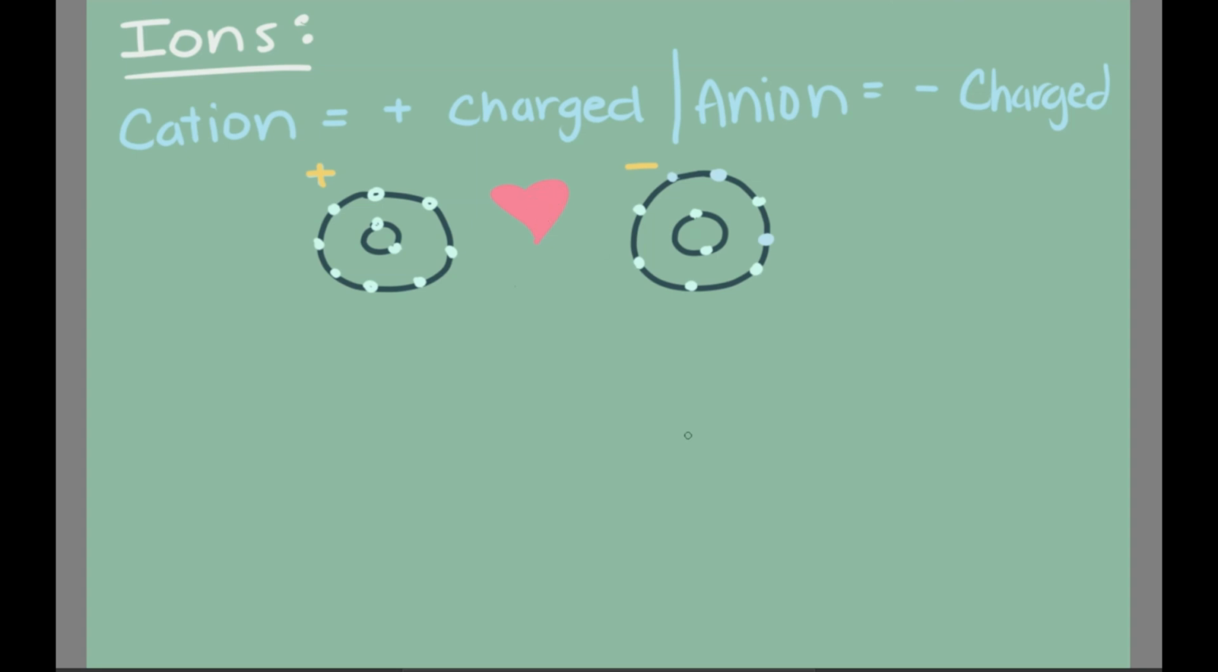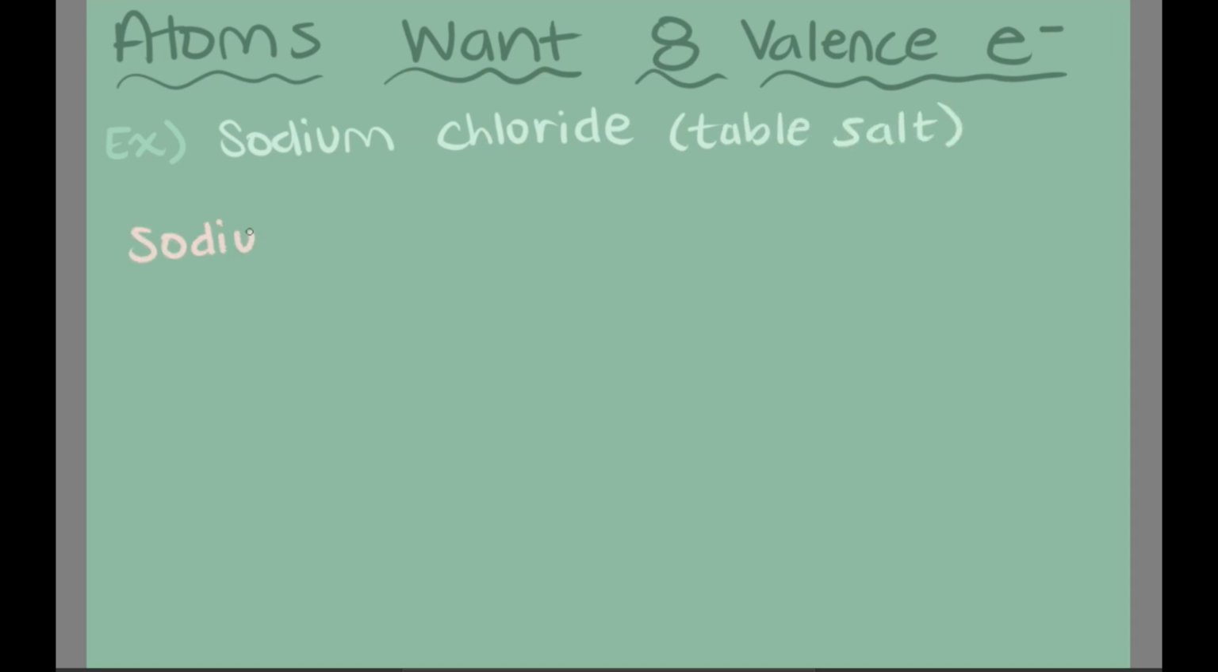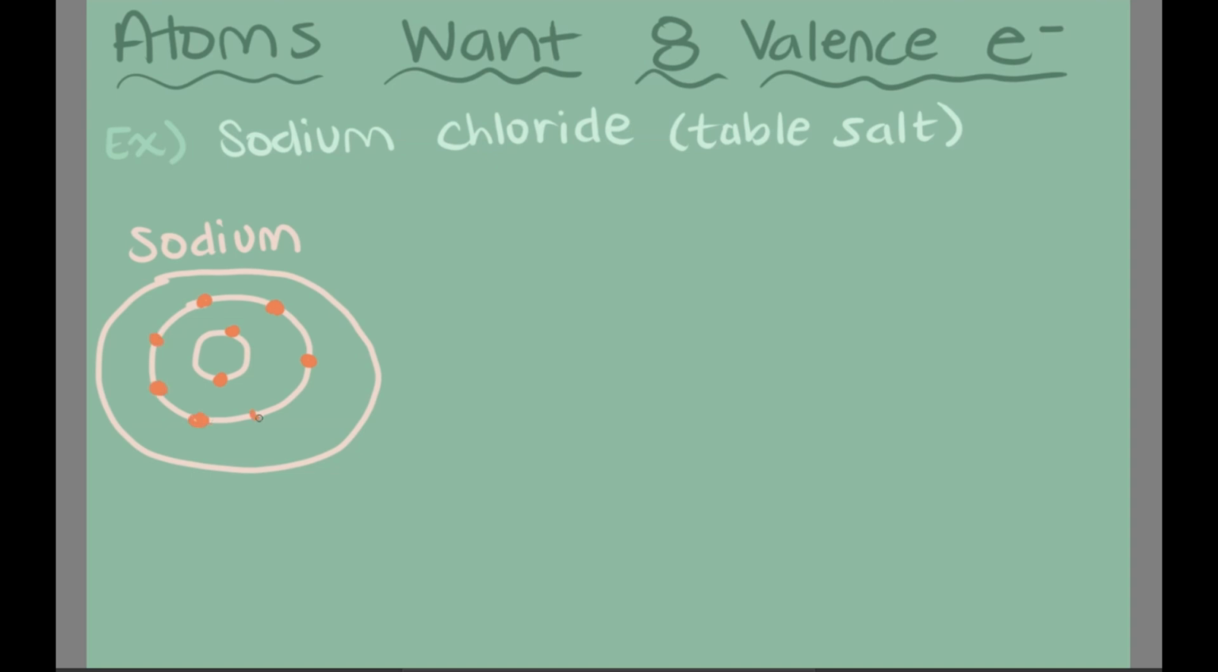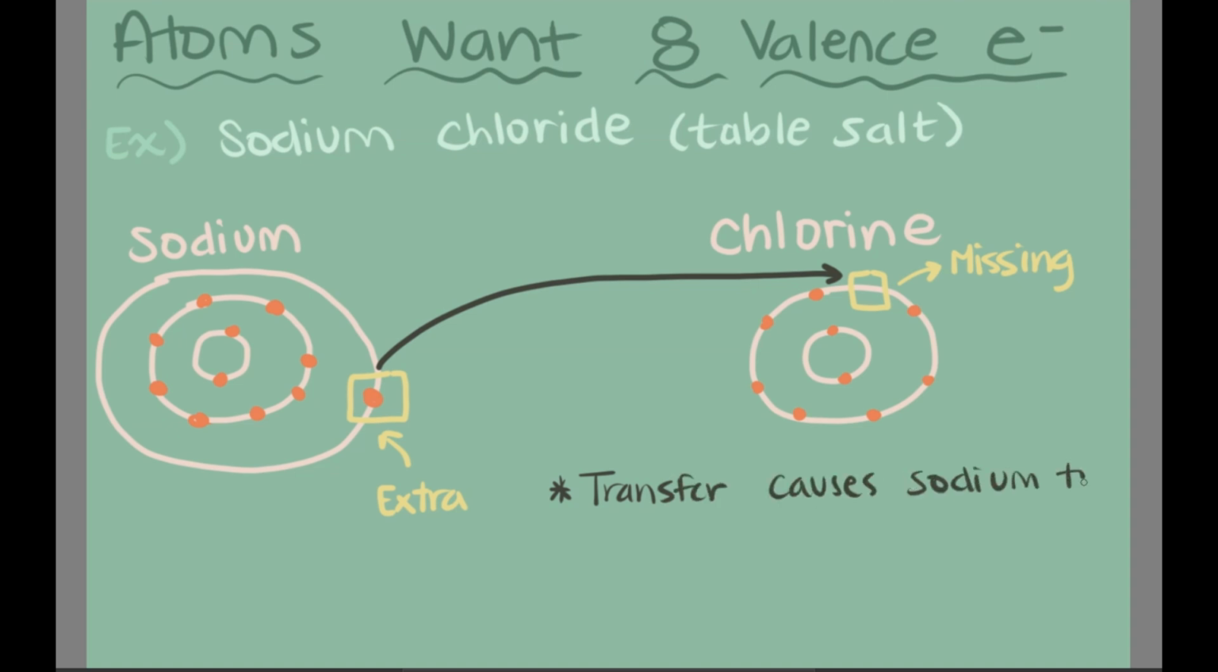Atoms want 8 valence electrons in their outermost energy level to be stable. In ionic bonding, atoms can achieve the stability with the electron transfer. For example, in a compound of sodium chloride or table salt, the sodium atom originally has one extra electron hanging out in its outermost energy level. By pairing with chlorine, which has 7 in its outermost energy level, sodium can give away the extra electron, bringing its outermost ring to the one prior, creating 8 total valence electrons.